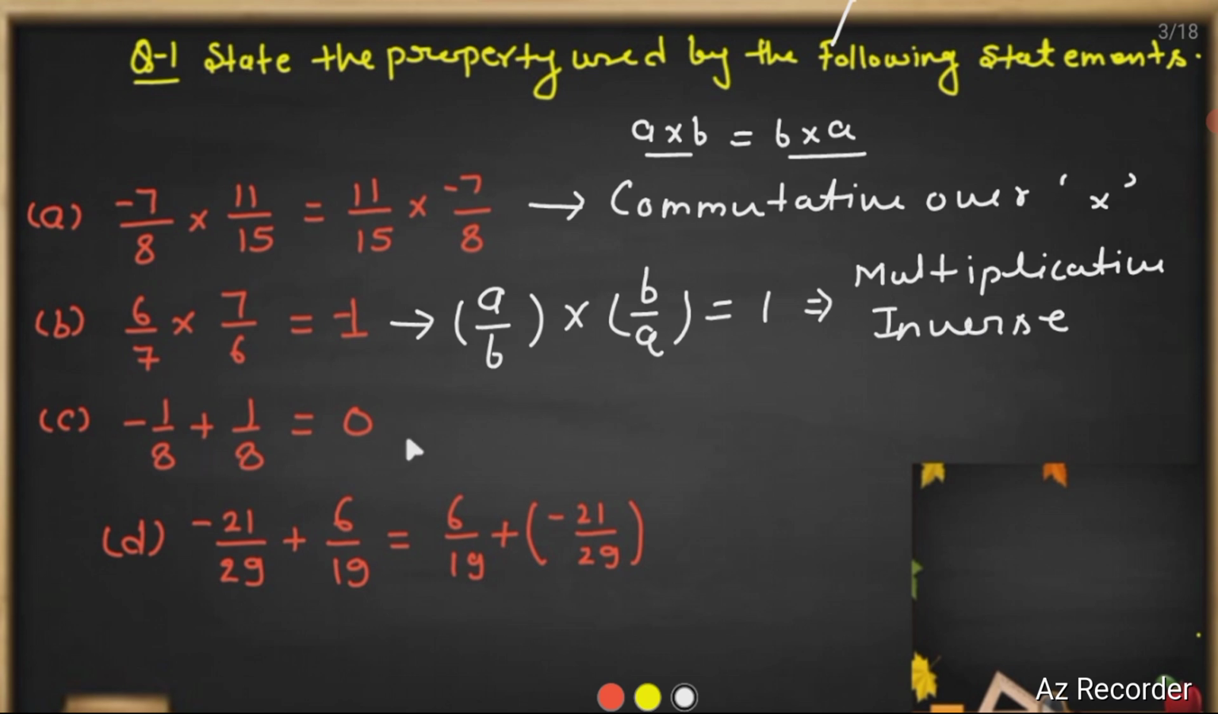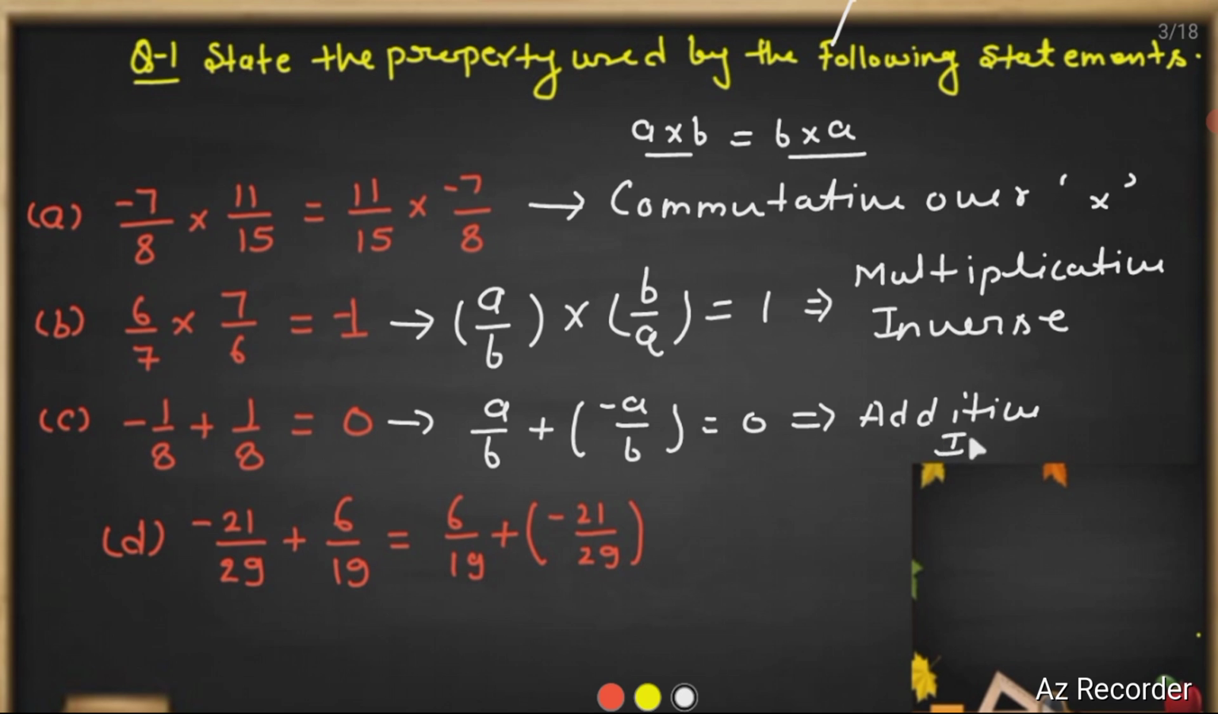Okay, now come here again, third question. If we have a upon b, I have to add some number here. I add negative a upon b, then I get 0 as the answer. So this is known as the additive inverse property. So the name of the property is here additive inverse.